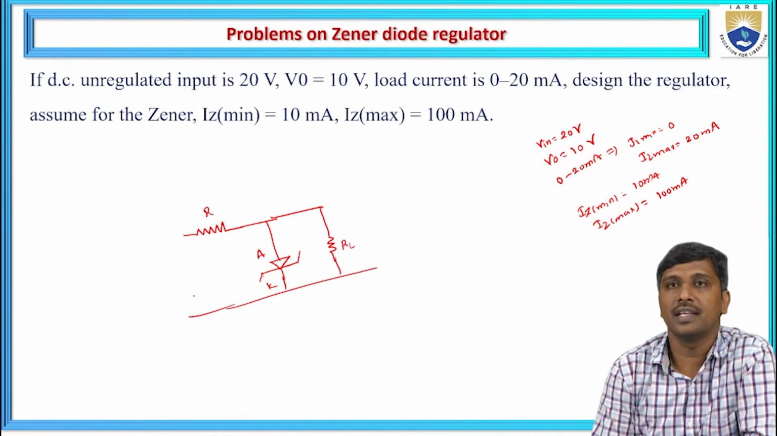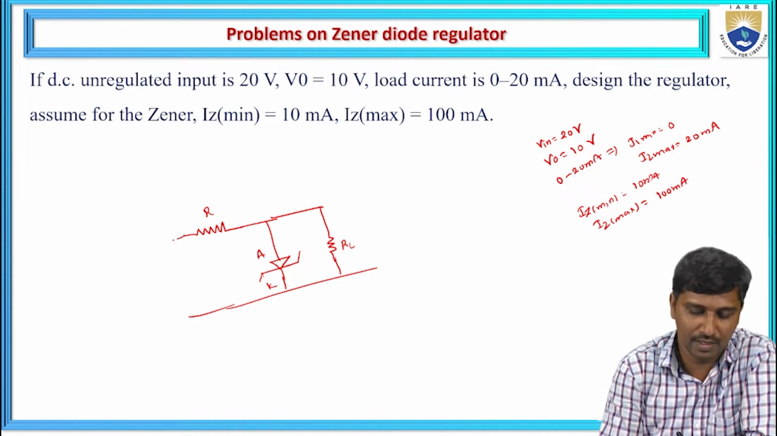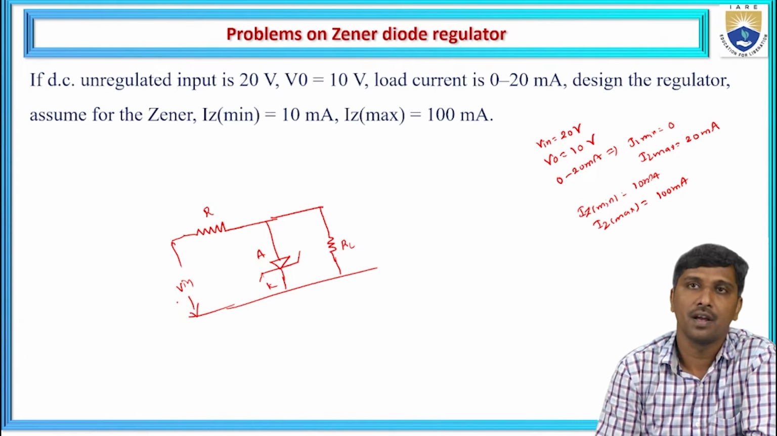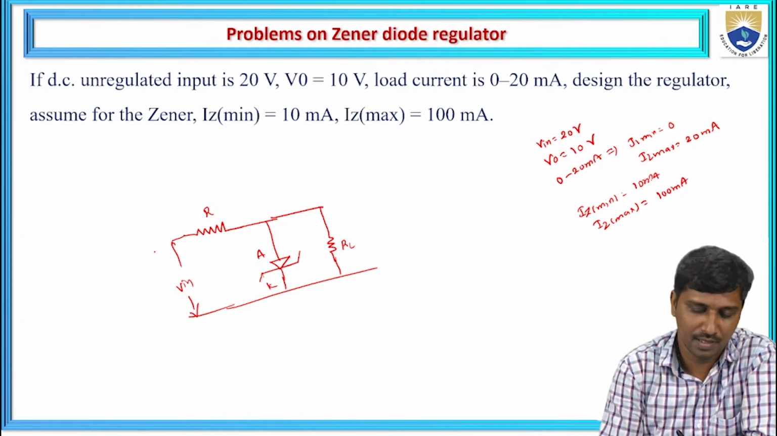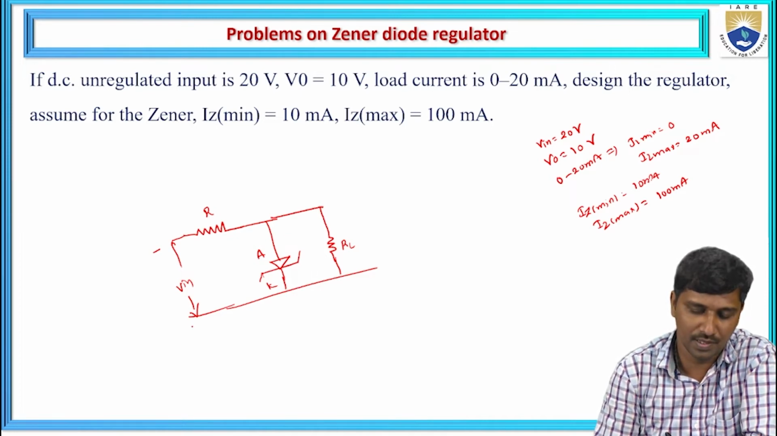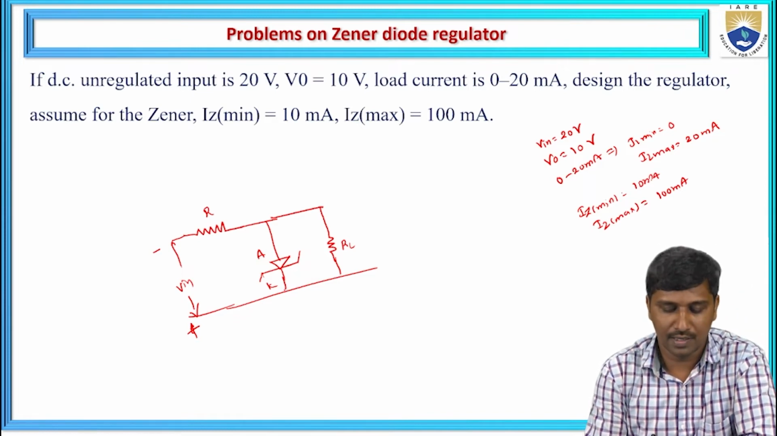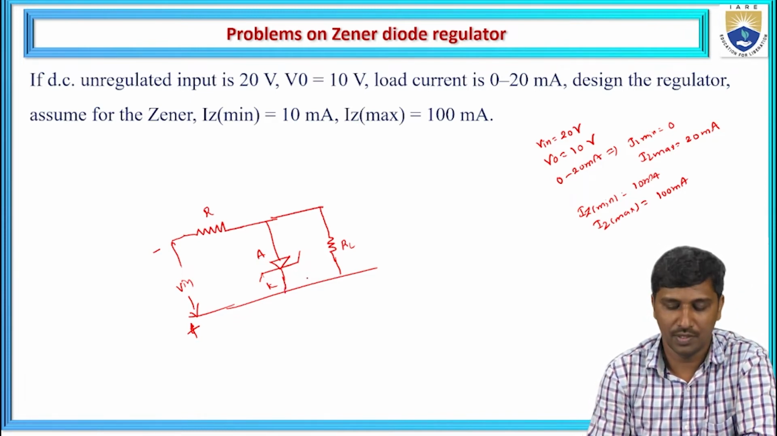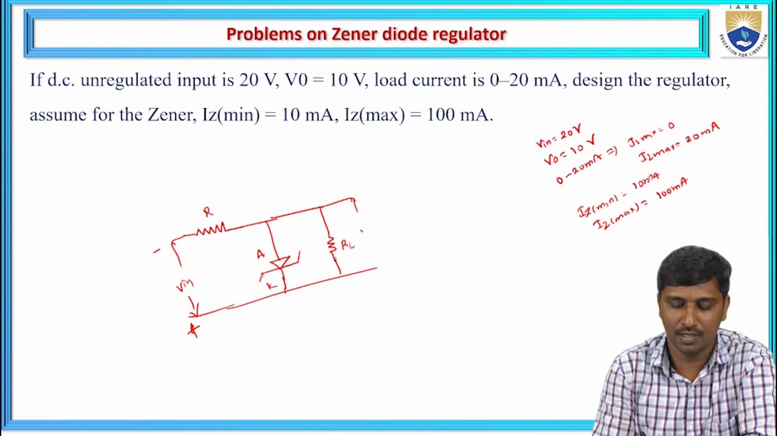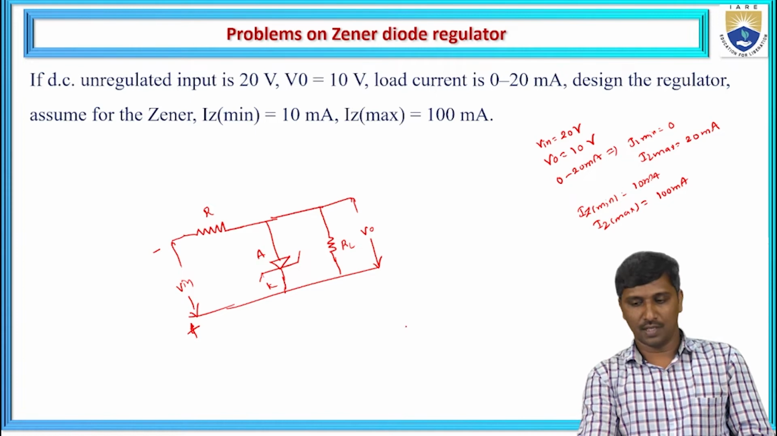If you want to utilize the Zener diode as a regulator, the Zener diode should be reverse biased. Hence, to make the reverse bias, the negative pole of the battery should be connected to the anode of the Zener diode with respect to the cathode. Hence, the positive pole of the battery is connected to the cathode terminal of the Zener diode. Then here we are going to measure the output voltage V0.